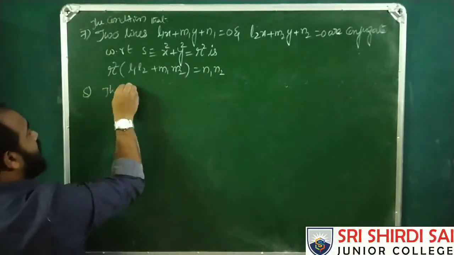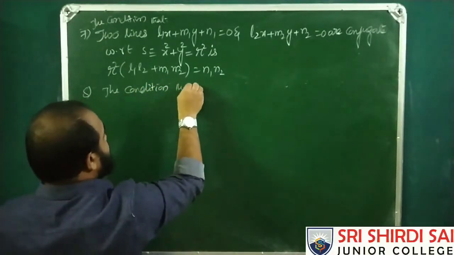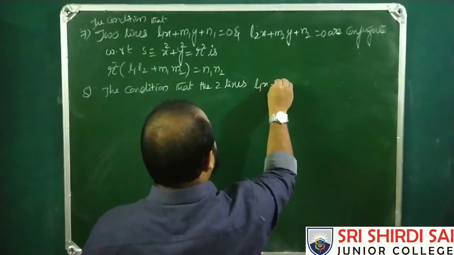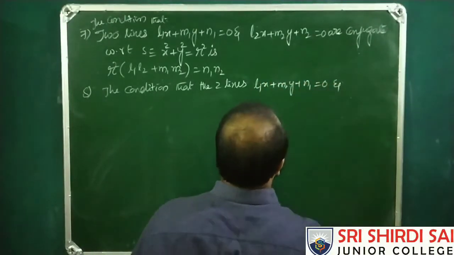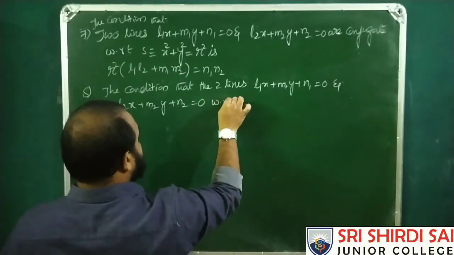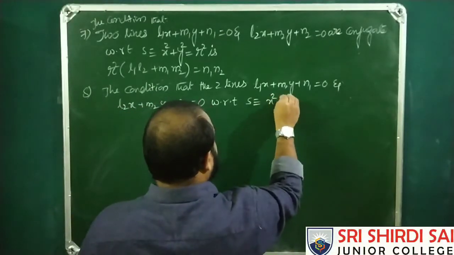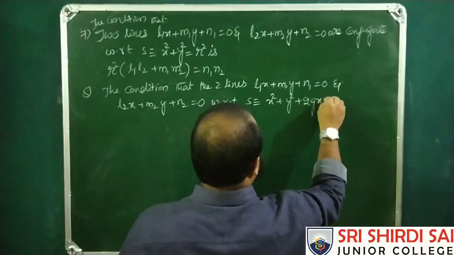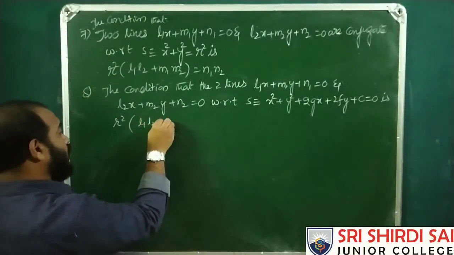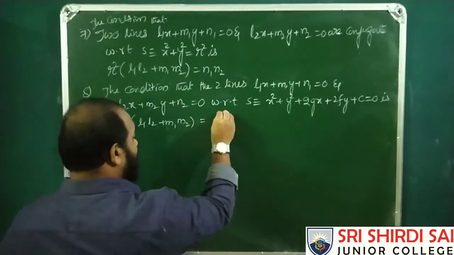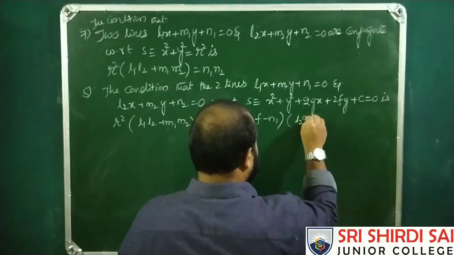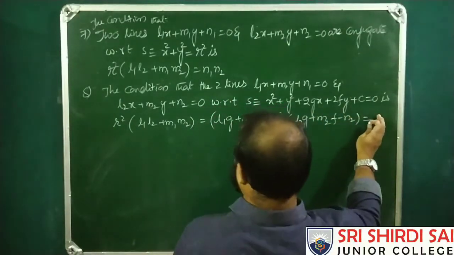So the condition that the two lines L1x plus M1y plus N1 equals 0 and L2x plus M2y plus N2 equals 0 are conjugate with respect to the circle S: x square plus y square plus 2gx plus 2fy plus c equals 0 is r square into (L1 L2 plus M1 M2) equals (L1g plus M1f minus N1) into (L2g plus M2f minus N2).